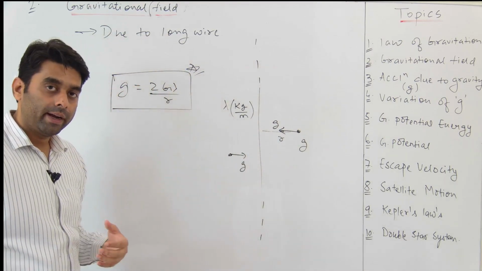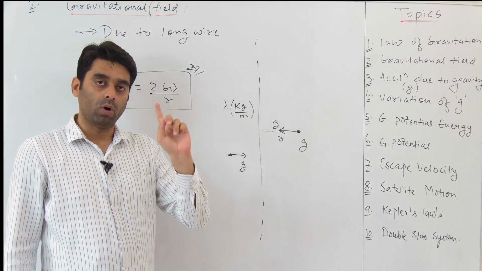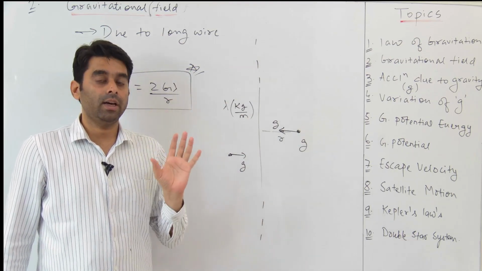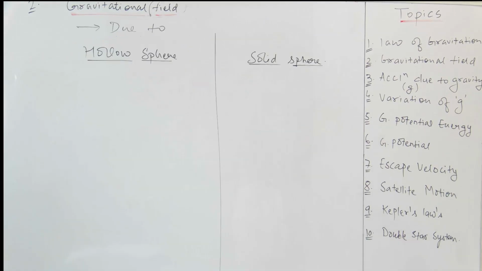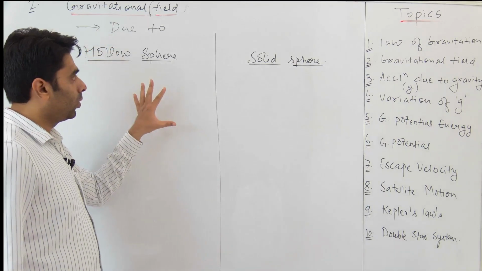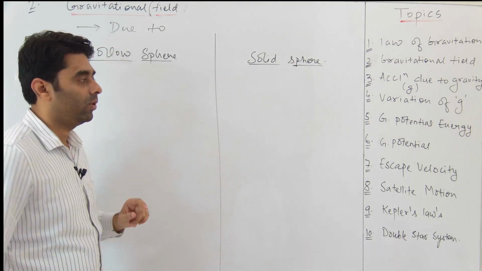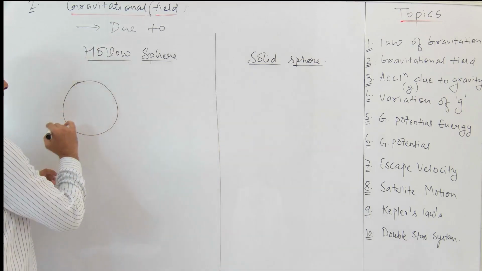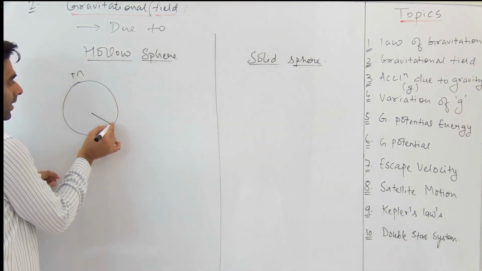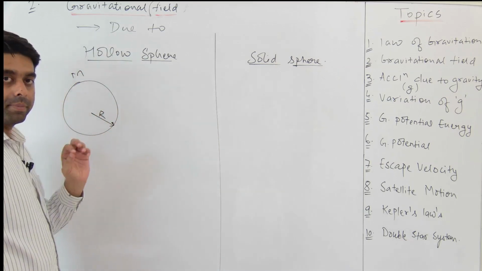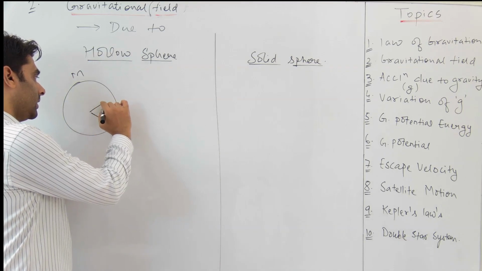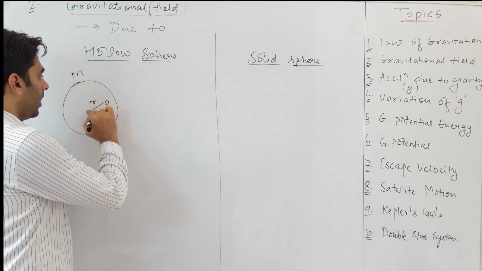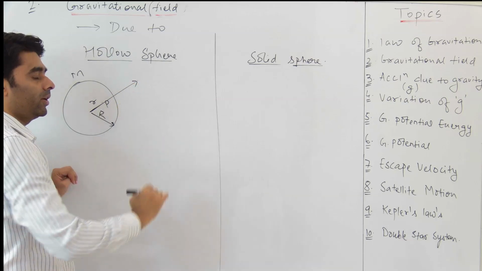Fine. Let's move ahead. Now we'll look at gravitational field due to hollow sphere and solid sphere, which are important. First of all, the hollow sphere. Let's consider a hollow sphere of mass m and radius capital R. We'll consider two kinds of points: points which are inside and points which are outside.